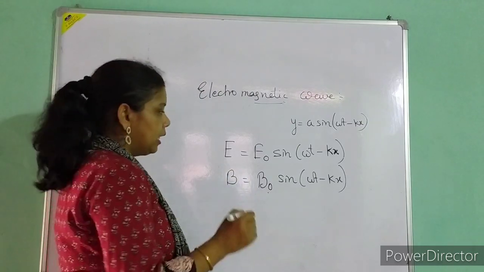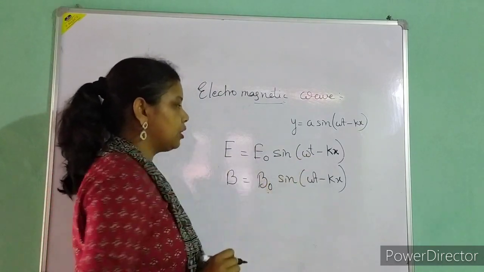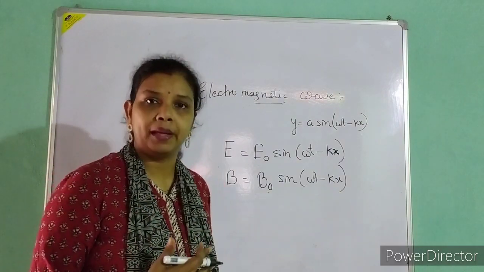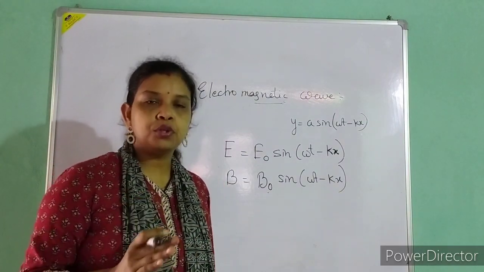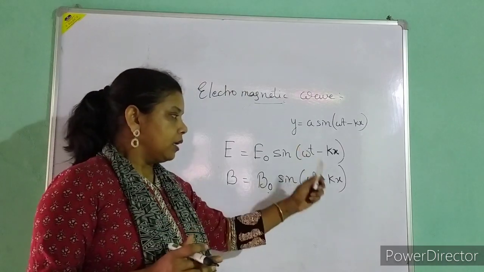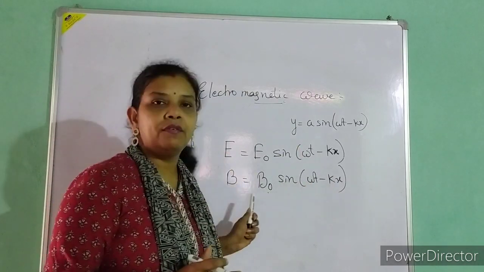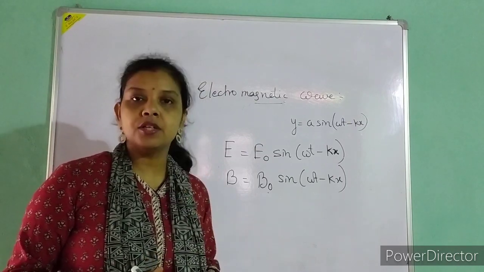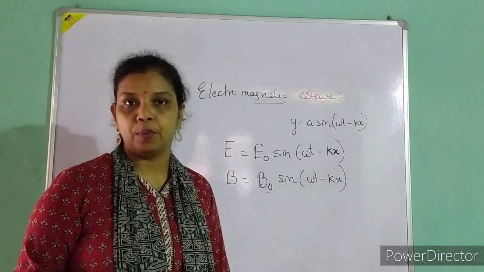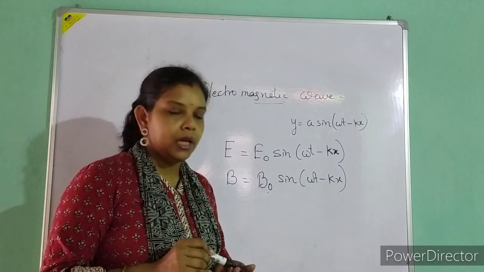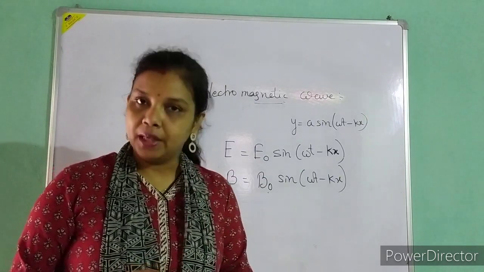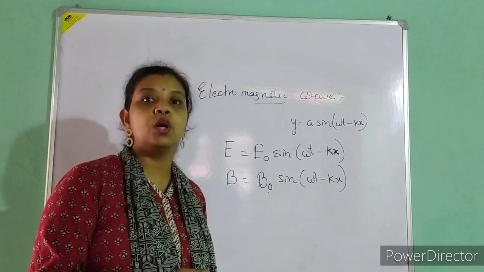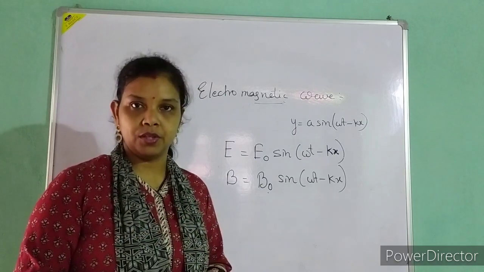Now, if this is the direction of propagation, then what is the direction of the electric field and what is the direction of the magnetic field? You should remember that the electric and magnetic fields are mutually perpendicular to each other, and they are in turn perpendicular to the direction of propagation.